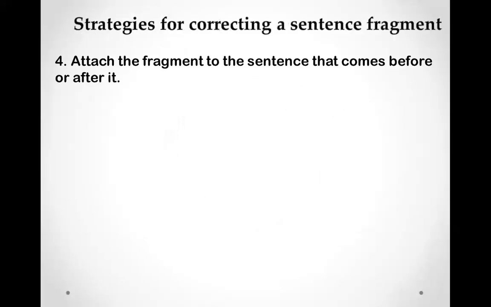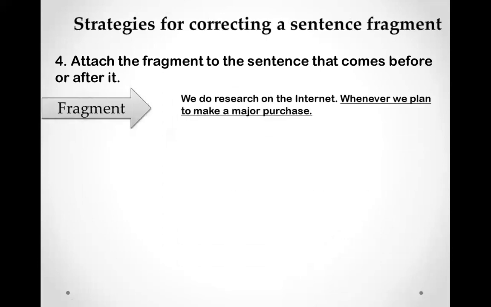Last step, I think this is the last. So the last strategy: I attach the fragment to the sentence that comes before or after it. That's the easiest. We do research on the internet. Independent clause, subject and verb, complete idea. Whenever we plan to make a major purchase, okay, let me read it. I have a subject and I have a verb. Is it complete? I'm going to read it separately. Whenever we plan to make a major purchase, then what happens? We don't know. So it's missing a complete thought.